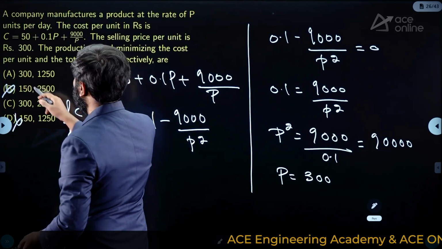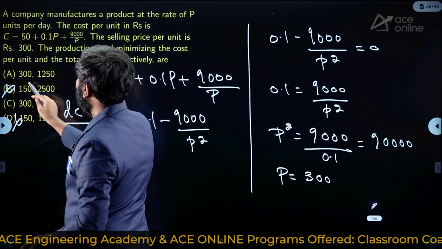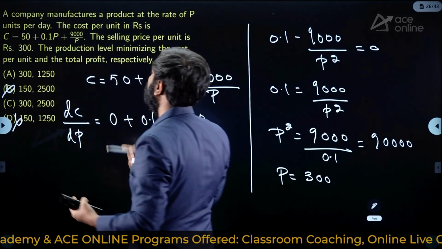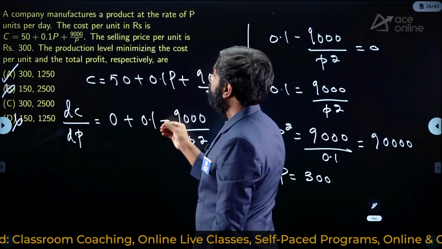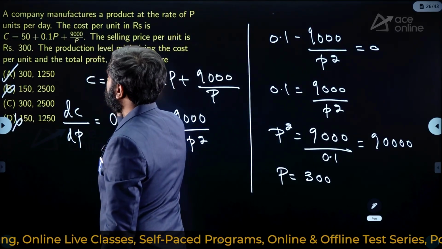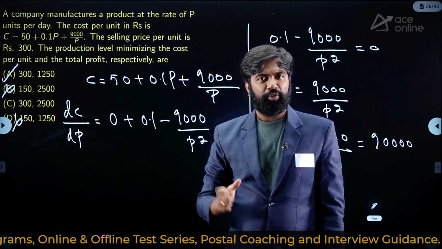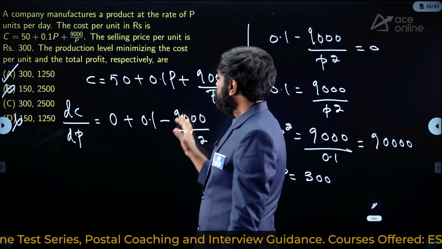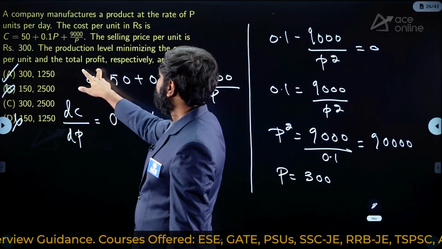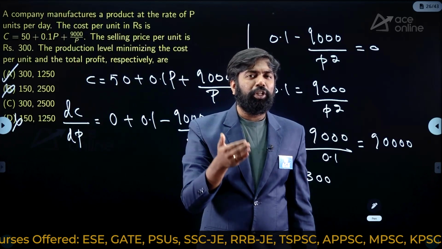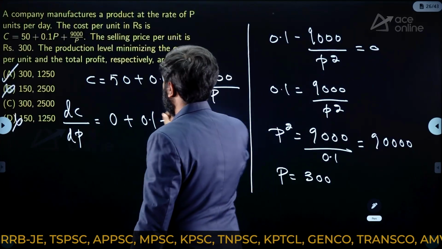Do we have any options like that? Minimizing the cost per unit, the value of p is 300. If you want to maximize the profit, then it is 1250, which is nothing but option A. Here there is one kind of ambiguity. They mention the production level minimizing the cost per unit, and they should have mentioned the production level maximizing the total profit. That sentence is missing. Only after analyzing the question this way, I figured out that they are also asking you to find the value of p for which the total profit is maximum. After examining these options, I found this is the question.